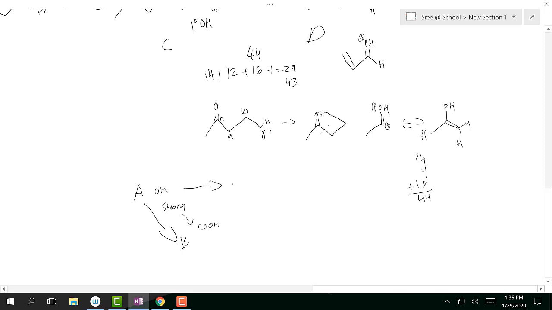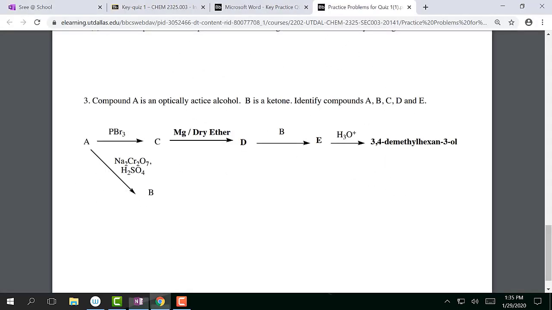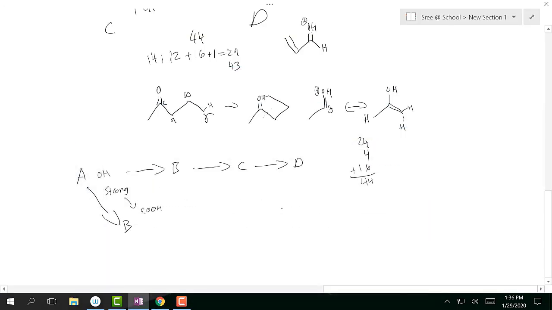C, and then D. So I would start off with the end product, what you're given, 3,4 dimethyl hexanol. So draw your hexane first. 1, 2, 3, 4, 5, 6. And then on the third and fourth carbon, there's methyl groups. And on the third carbon, there's also an alcohol. Okay?